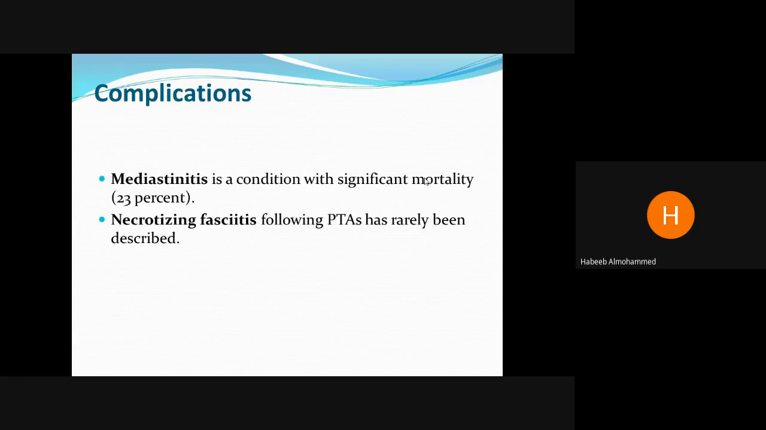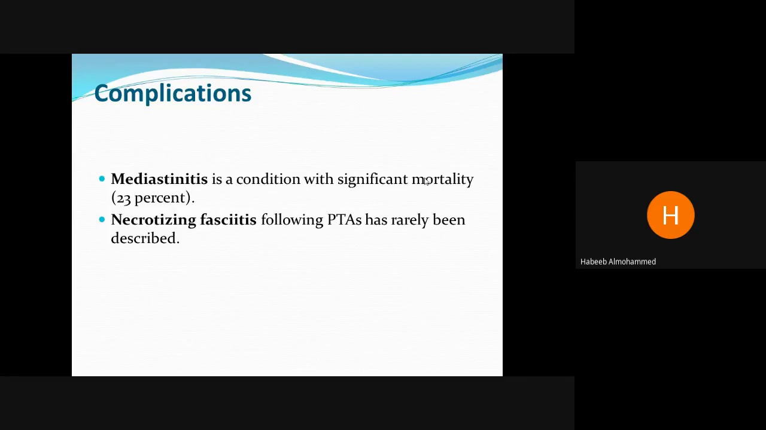What is the most important complication of deep neck space infection? Please concentrate on this question. The most important and most significant complication of deep neck space infection in general is airway obstruction. So when you face a case of deep neck space infection, you are a resident, you have to pay attention to the airway. You have to pay attention to the airway.